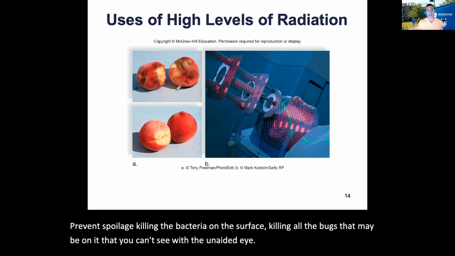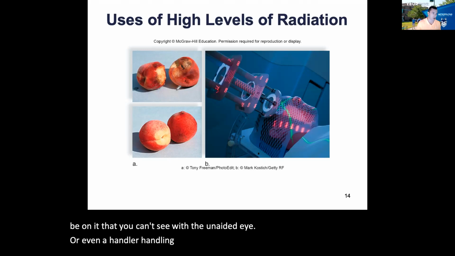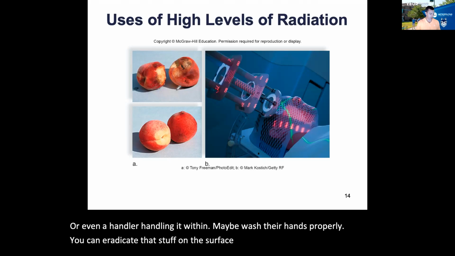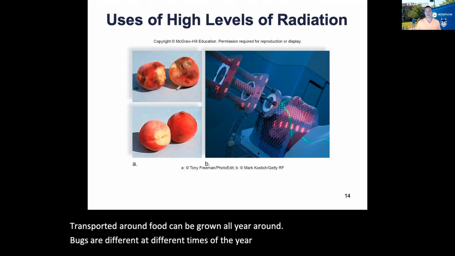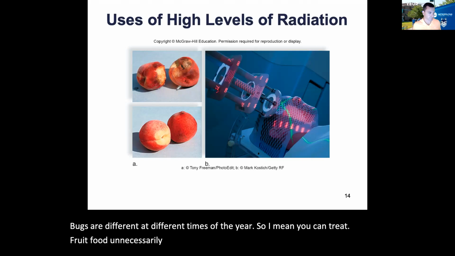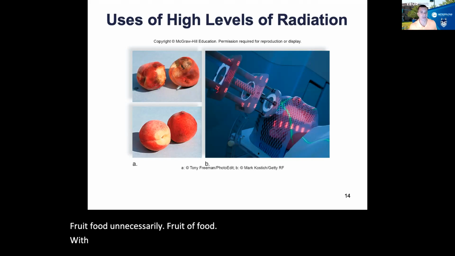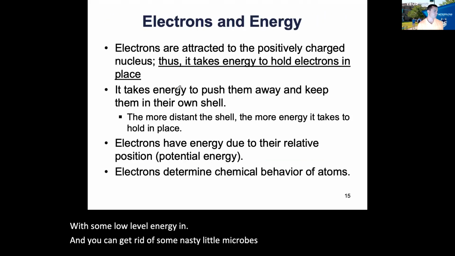Or hell, even a handler handling it who maybe didn't wash their hands properly. Right? You can eradicate that stuff on the surface, and it allows it to be traveled and transported around, because food can be grown all year round. Bugs are different at different times of the year. So, I mean, you can treat food, not necessarily fruit, but food with some low-level energy and radiation, okay? And you can get rid of some nasty little microbes on their surface.